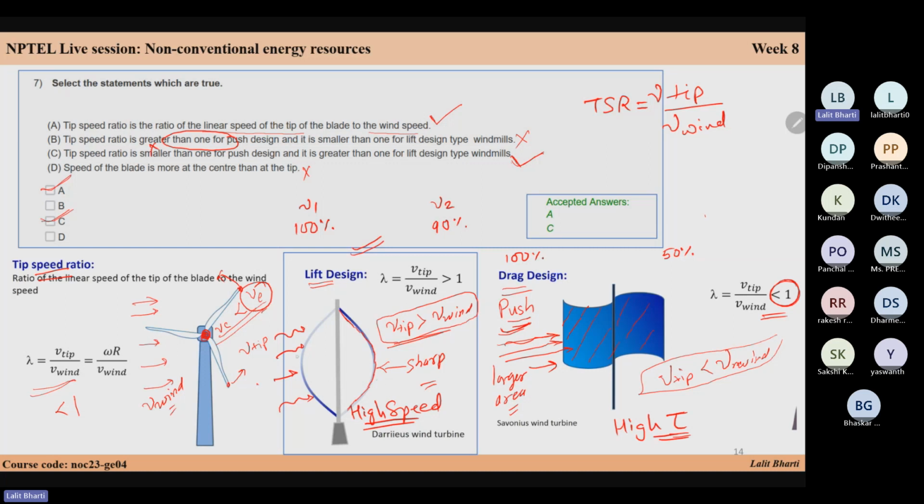So at some point your tip speed can be higher than the wind speed, which is not possible in your drag design. So that is the main important point. But this is also not an ideal condition.